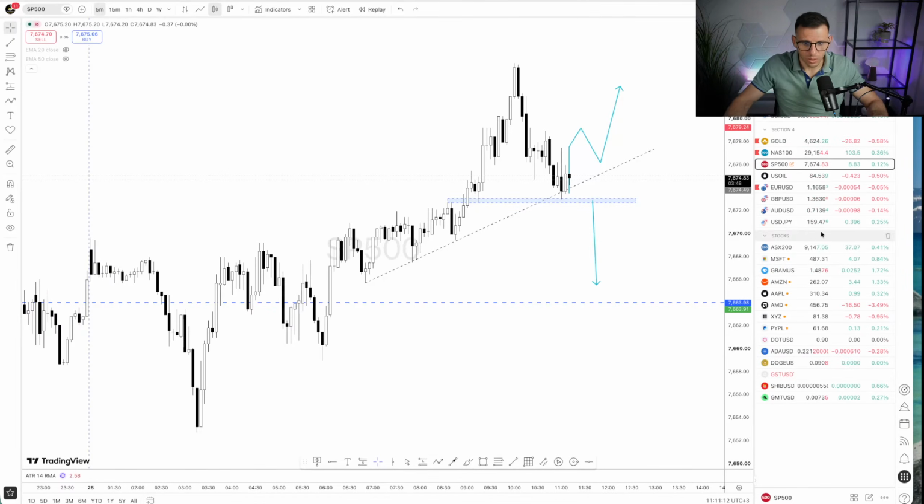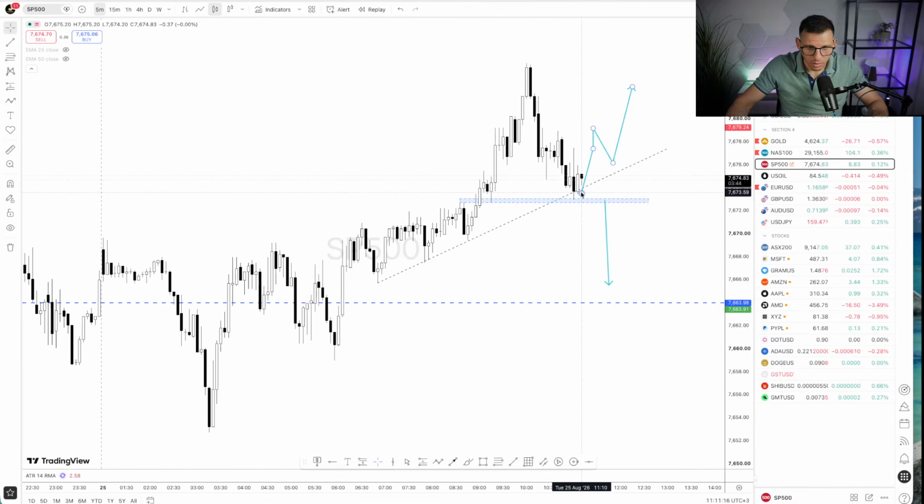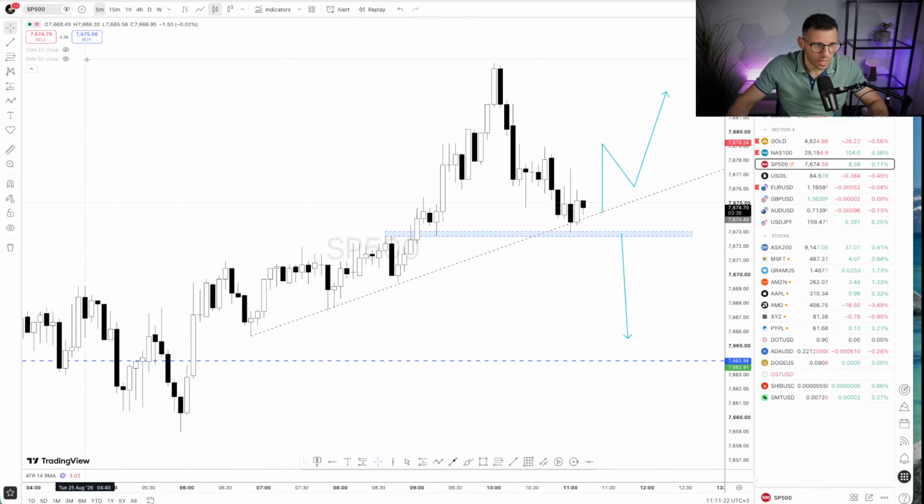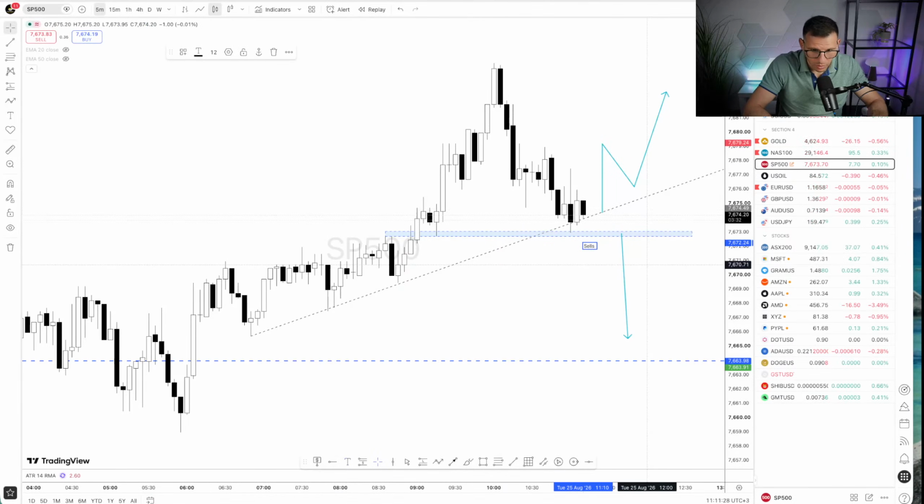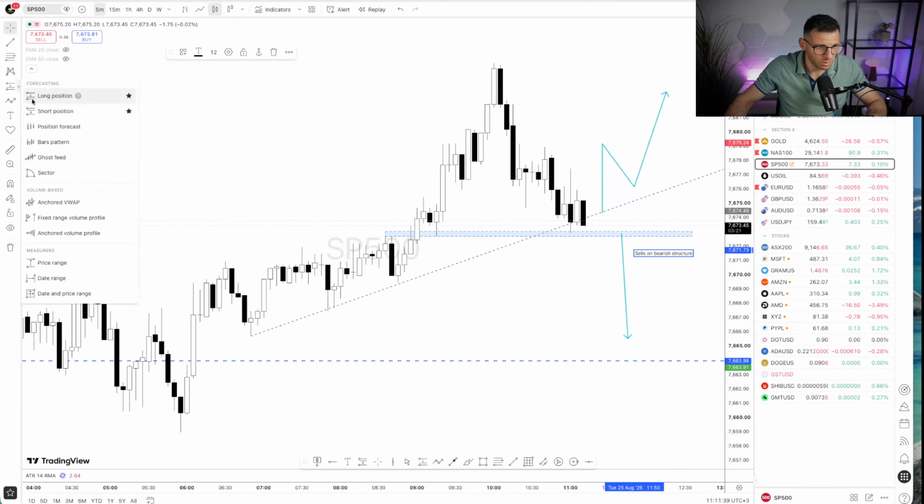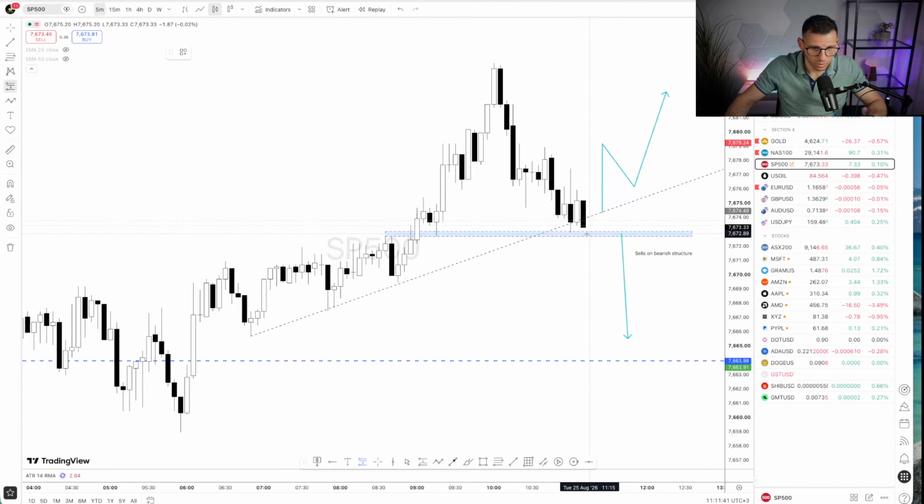This is how I'm gonna play the Nasdaq, the S&P today. So we have these two areas. First, it's gonna be sales on bearish structure. This one here. Yeah, it looks good. It looks good for shorts. This one.